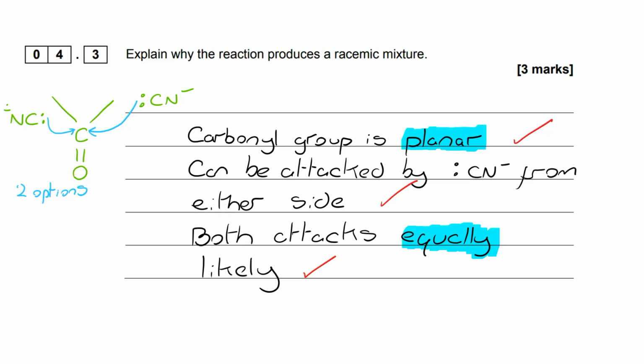The carbonyl group is planar, that gets you a mark. It can be attacked by the CN- from either side, that gets you the 2nd mark. And for the 3rd mark, you simply have to say that it's equally likely to attack on either side.